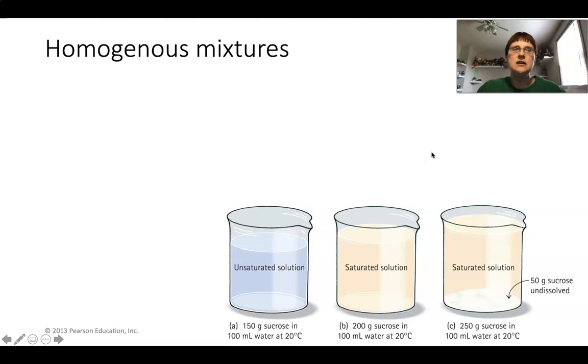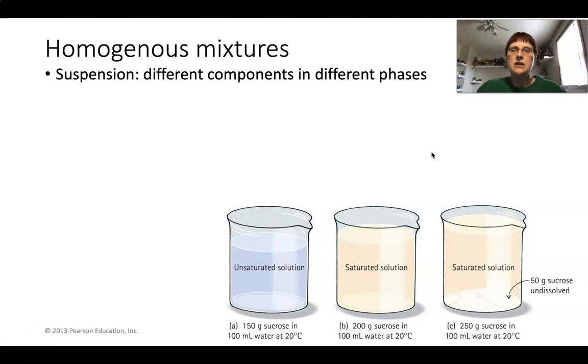Homogeneous mixtures, these guys, are a little bit different because there are two types. There's a suspension, and this is where you have different components in different phases. Depending on how it's mixed, it can sometimes look like a heterogeneous mixture, but it is a homogeneous mixture if it is done correctly, if you want to think of it that way. So what am I talking about here?